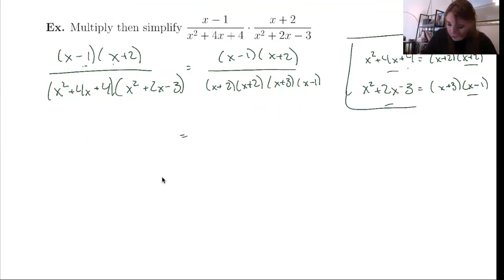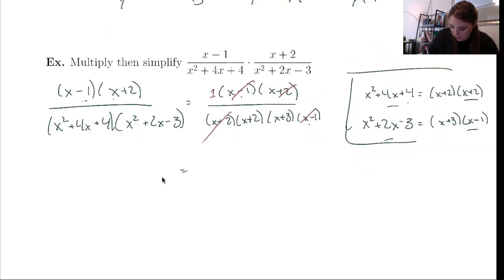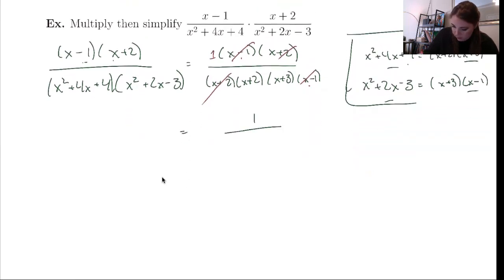And so now I have x minus 1, x minus 1. They cancel out, create a 1. Same with the x plus 2, x plus 2. And you want to quickly add that there's a 1 right there so you don't forget that it's not going to be 0 in the numerator. We're going to have 1 and whatever's left over. So there's a second x plus 2, x plus 3. And we're done. Pretty fun.